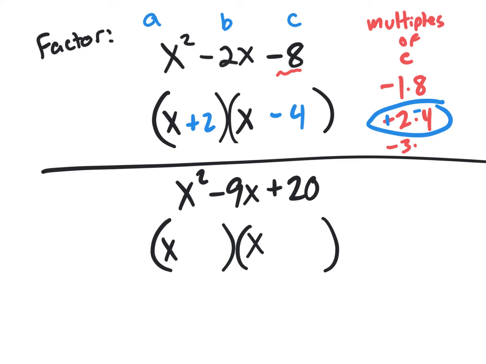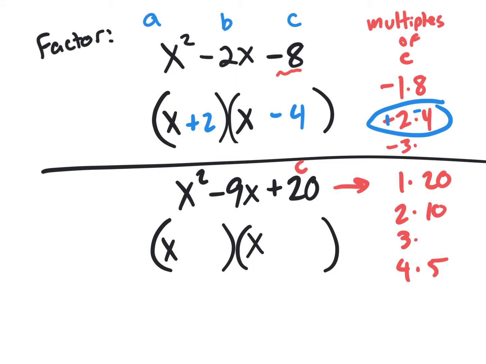So I know that we already have the answer, but let's walk through this, all right? So again, we're going to think of the multiples of c. I'm going to make a list. How could I get 20? I always start with 1. 1 times 20. And then I go 2. 2 times what? 2 times 10. How about 3? 3 doesn't work. How about 4? 4 times 5. And that's it. Just go through your numbers, 1, 2, 3, 4, 5, and think of what they could be multiplied by to get that c value.